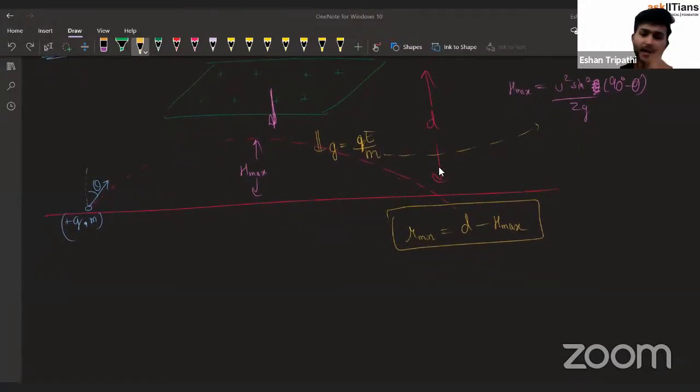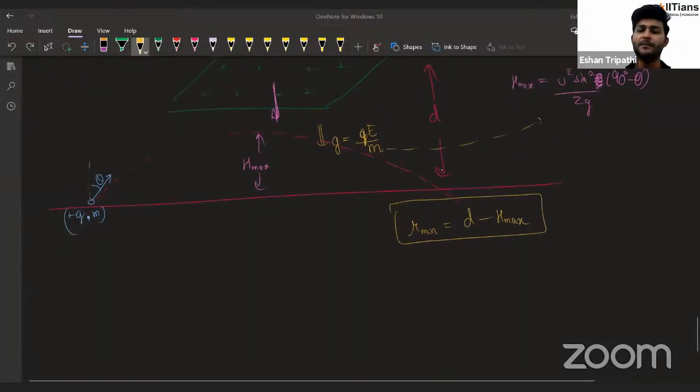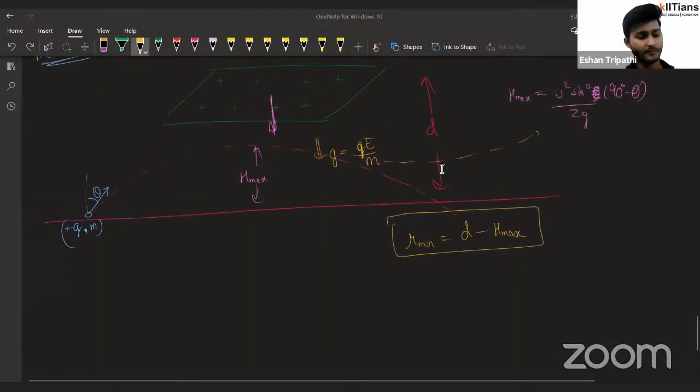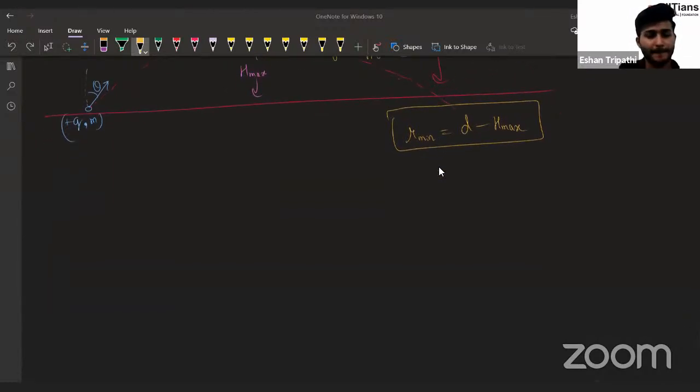Okay, guys. After this, we can move to capacitors. A couple of questions we can pick up from capacitors. So if you have any doubt in this question, let me know.